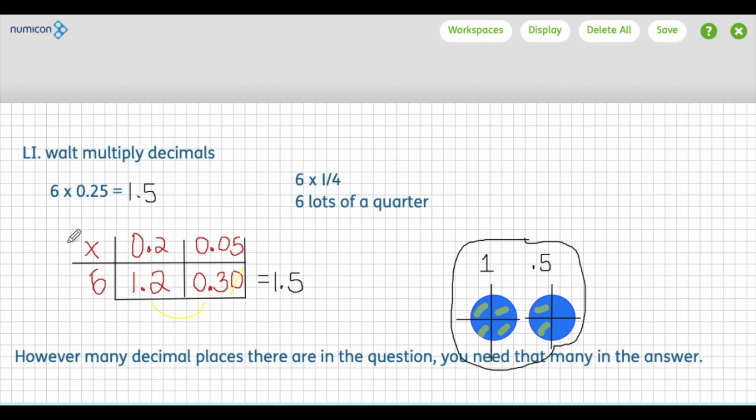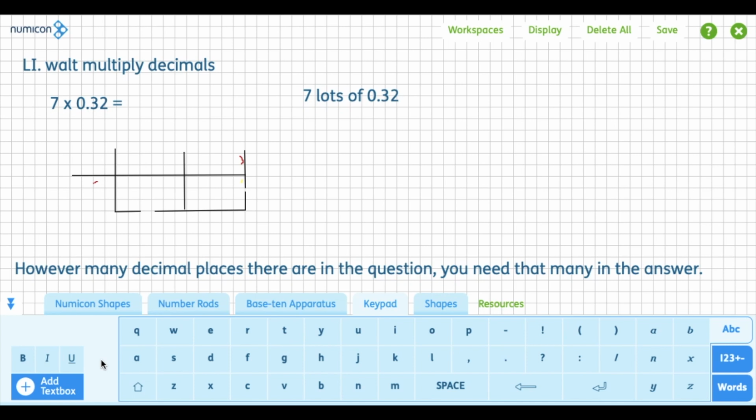So it's the same setup as if you're doing whole numbers by whole numbers, but however many decimal places you have in your question, you need that many decimal places in your answer, all right? Now we're going to try something a bit different, something I can't draw a picture for. So we're going to try 7 times 0.32. I don't know how to split up a circle into 32 hundredths, so we're going to leave the picture for now, and we're just going to do it in the window here.